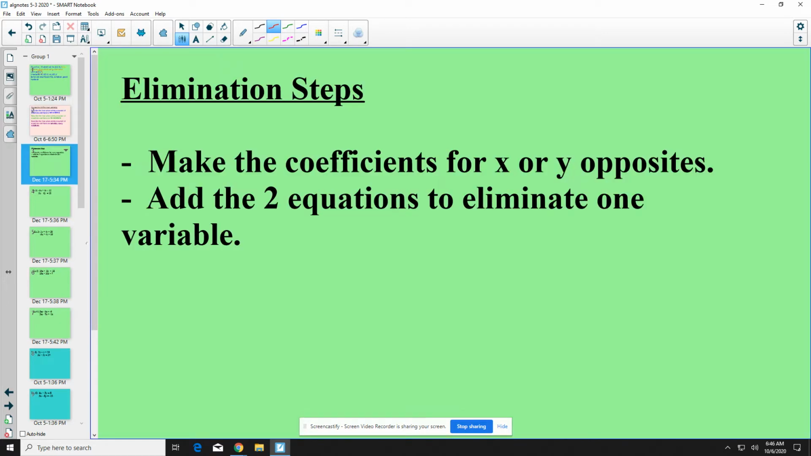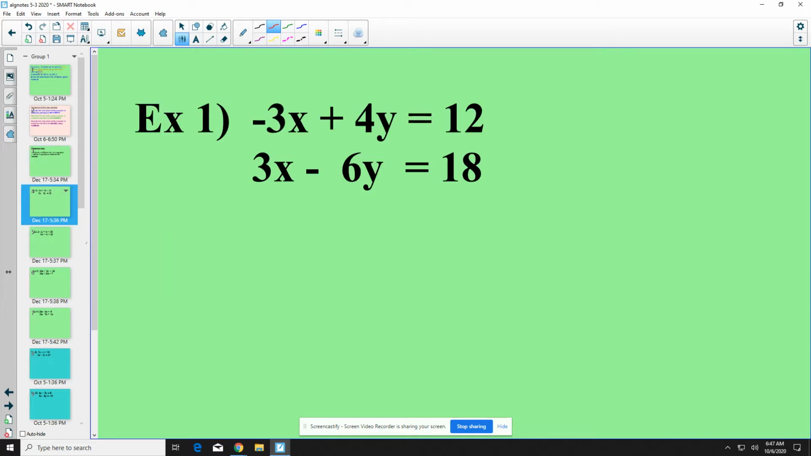All right. So today we're going to use elimination. When we use elimination, what we're going to do is make the coefficients for x or y opposites. Then we're going to add the two equations to eliminate one variable. So in your notebook, write down number 1, negative 3x plus 4y equals 12, and 3x minus 6y equals 18. This is a system of equations we're going to solve by using elimination.